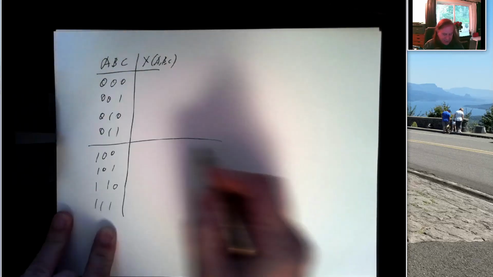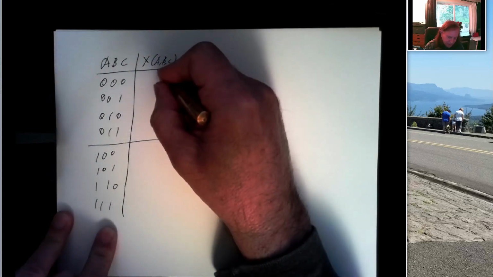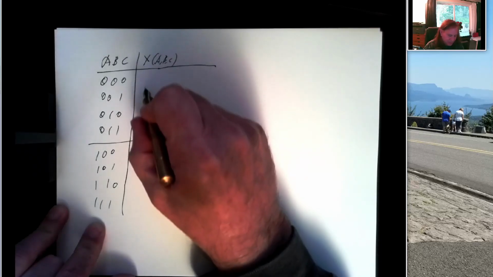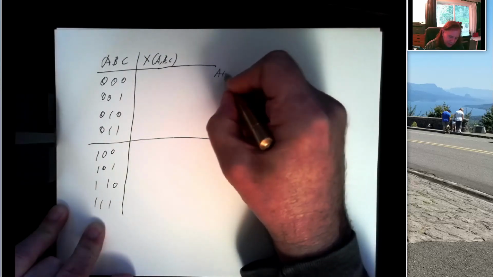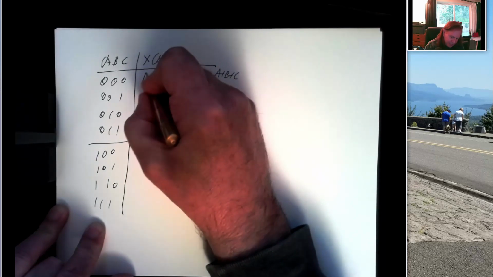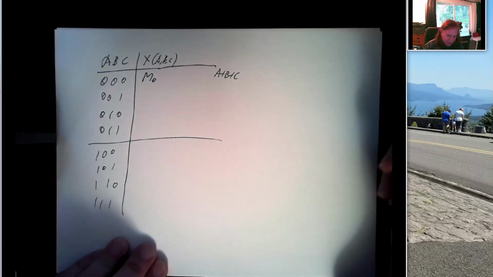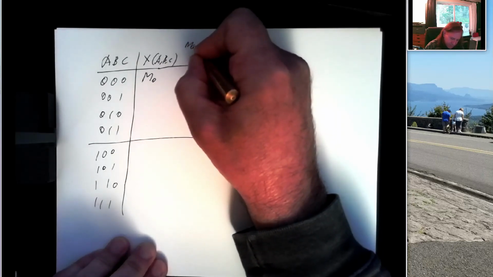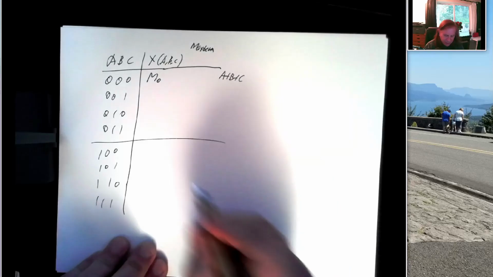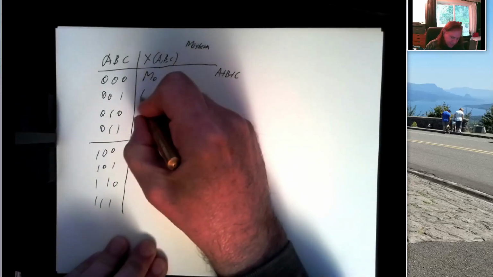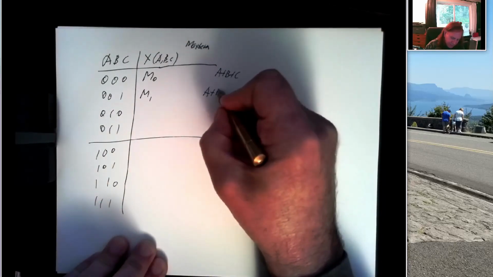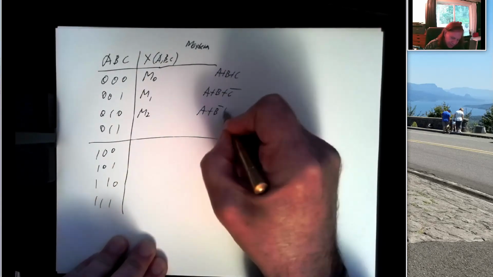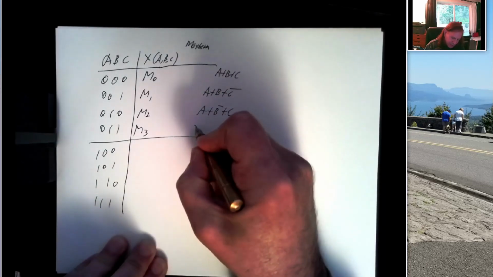And I draw this line halfway through just to separate things out, make it easier to line them up. We have a shorthand for this expression, A or B or C. We call it M0, which we call a max term. And so M0 means A or B or C. M1 means A or B or C bar. M2 is A or B bar or C, and so on and so forth.